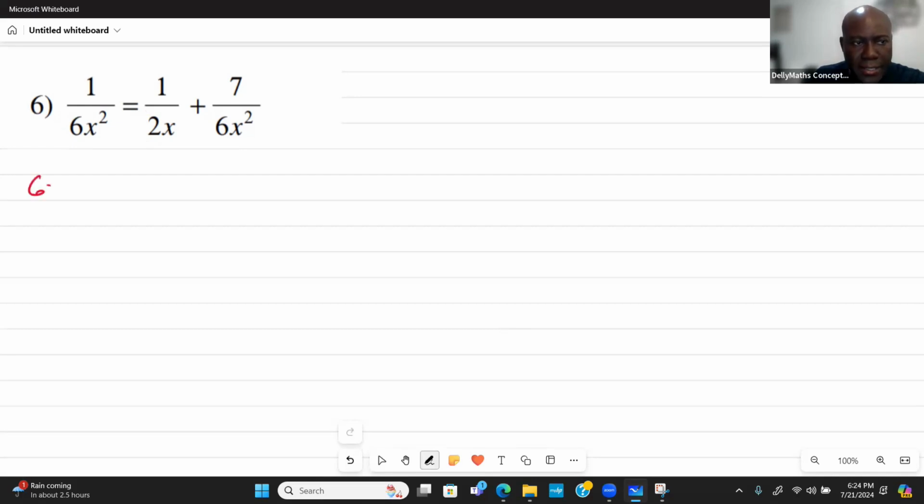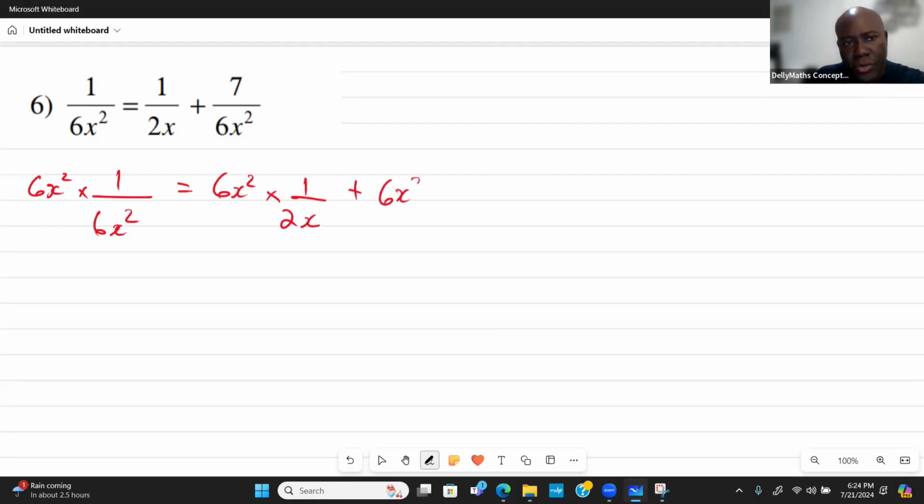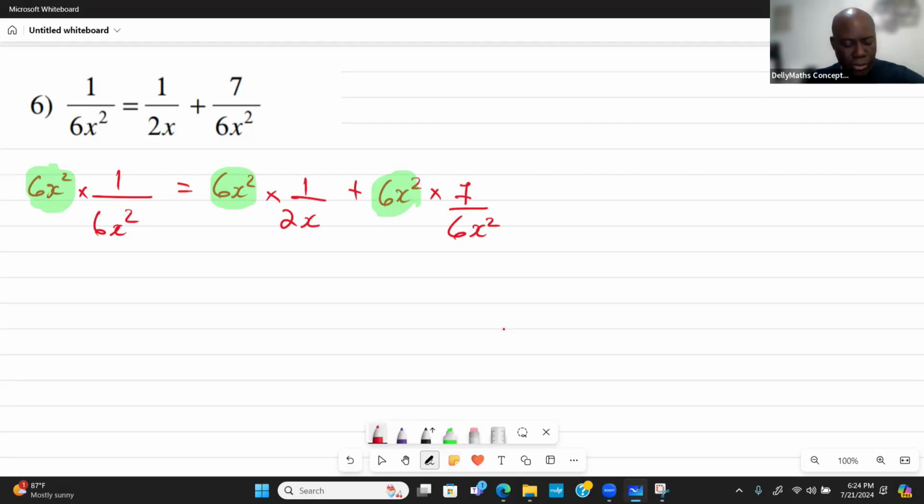So I'm going to use 6x squared, and I'm going to use it to multiply by 1 over 6x squared. And I'm going to still use 6x squared to multiply by 1 over 2x. I'll continue by using 6x squared, and I will multiply by 7 over 6x squared. So let me highlight my LCM. It was 6x squared. And if you look, you'll see that I do use it to multiply throughout.